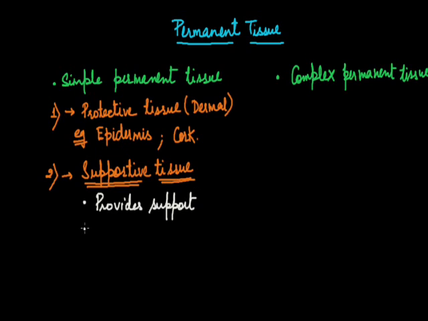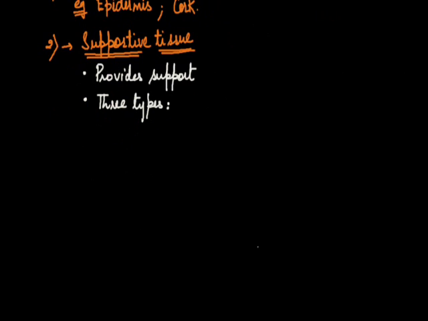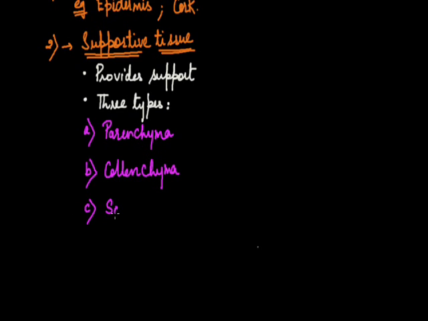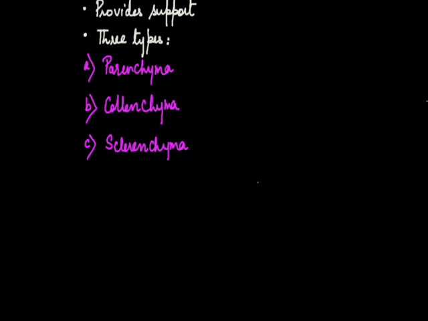This supportive tissue can be further divided into three types. And these three types are parenchyma, collenchyma, and sclerenchyma. We will be discussing them one by one. So, first of all, what are the three types? Parenchyma, collenchyma, and sclerenchyma. You must have heard these terms while studying the plant parts or internal structure of plant parts. Now let us discuss their characteristic features.